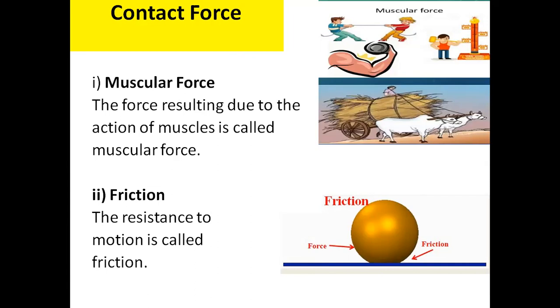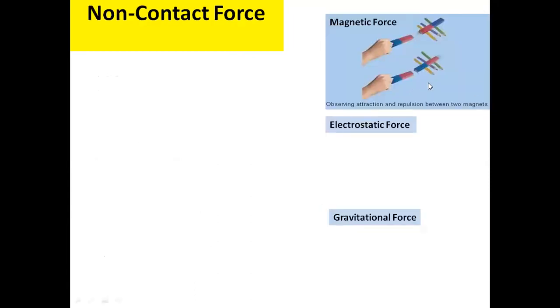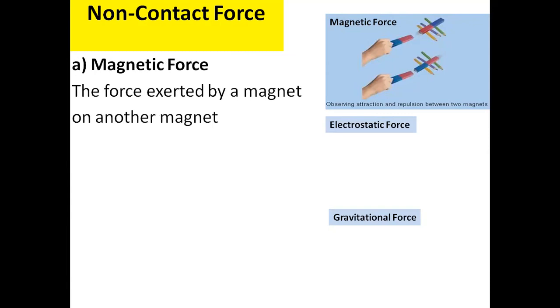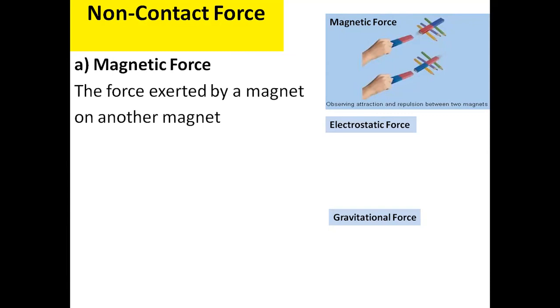So these were the two contact forces. Now let us learn about non-contact forces. In non-contact forces, the first one is the magnetic force. Here we have two magnets. In this case, you can see both the poles are repelling each other. They are not coming in close vicinity. In the second case, you can see they are attracting each other. The force exerted by a magnet on another magnet is what we call magnetic force.